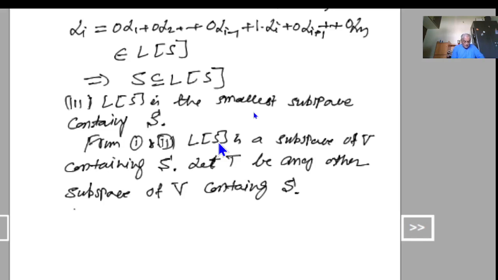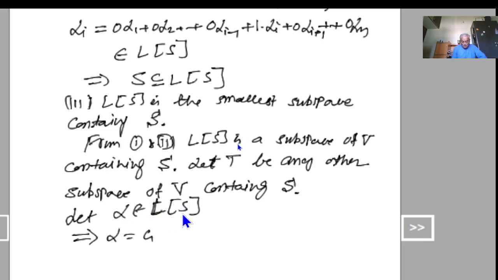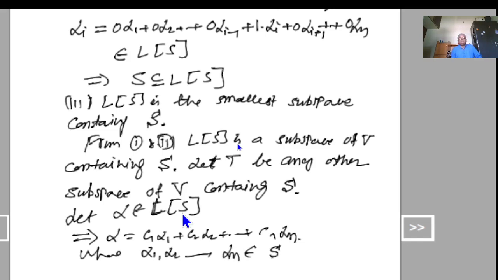For that, let alpha belong to L of S. Now L of S is the linear span of S, meaning L of S consists of the linear combinations of elements of S. As alpha belongs to L of S, alpha must be a linear combination of the elements of S. That is, alpha equals C1 alpha 1 plus C2 alpha 2 plus up to Cn alpha n, where alpha 1, alpha 2, alpha n belong to S. This I have to prove: alpha also belongs to T.